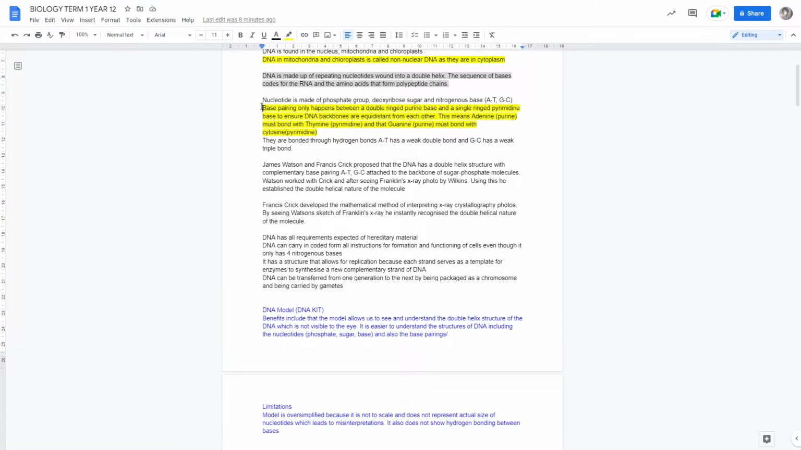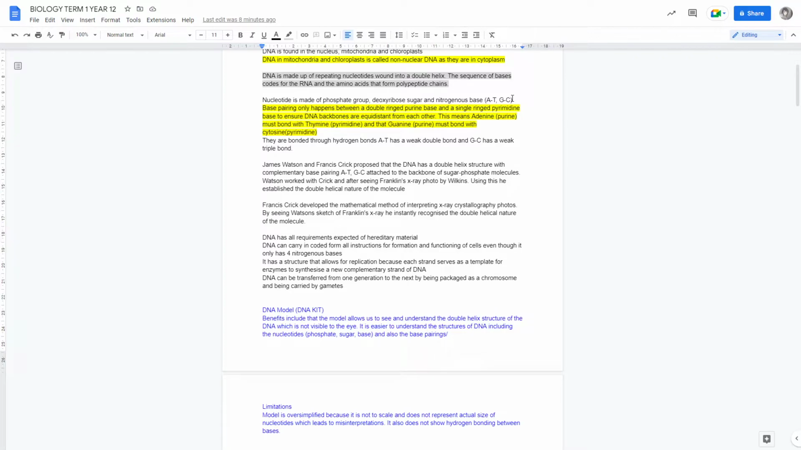Base pairing is when you have the A with the T bond and the G with the C bond. Adenine and thymine bond with a double hydrogen bond, and guanine and cytosine bond with a triple hydrogen bond. Now, how does this happen? The adenine is a double-ringed purine base, and the thymine is a single-ringed pyrimidine base. That also applies for G and C respectively. And what we can learn from this is that adenine, a double-ringed purine base, can only bond with thymine, the single-ringed pyrimidine base, and G can only bond with C.